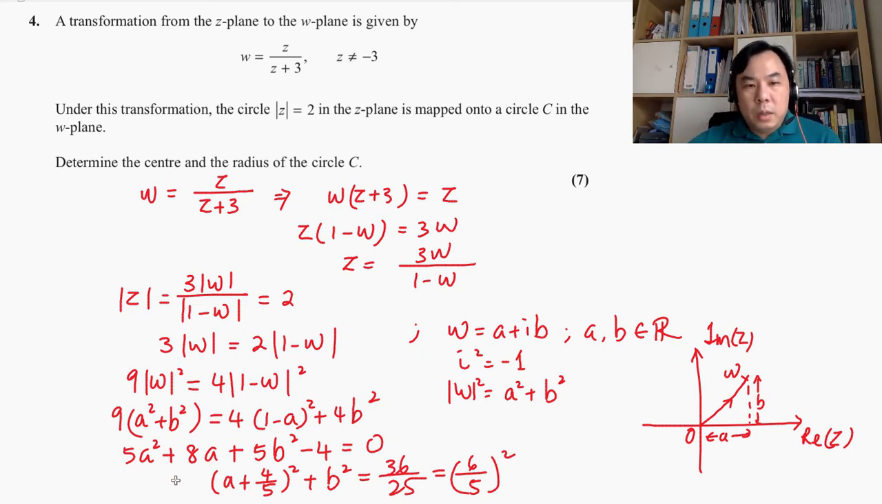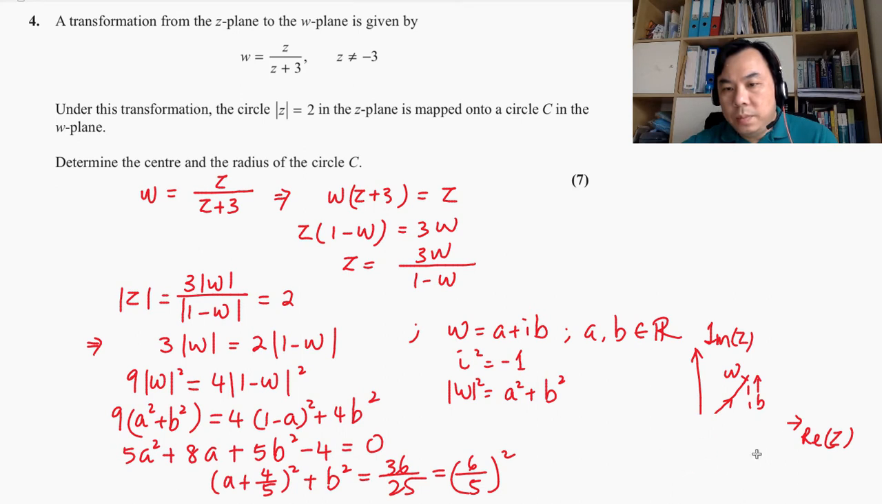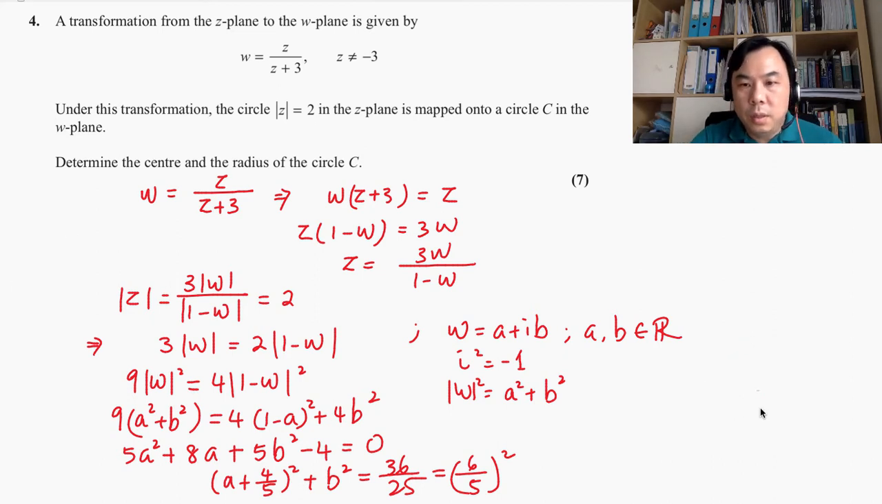Now, knowing that we have obtained this Cartesian equation that represents this locus, we know that this is a circle equation. This is a circle equation centered at these coordinates here, and it has a radius of 6 over 5 here. Let me just roughly draw it here. So therefore, this is a circle.